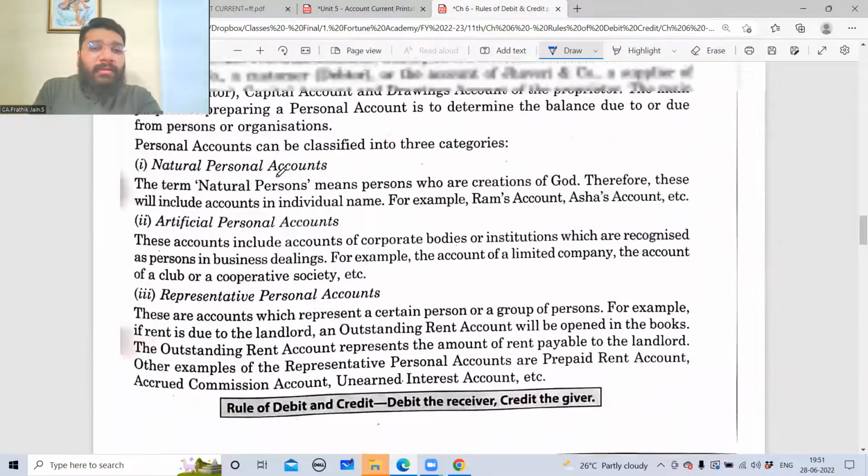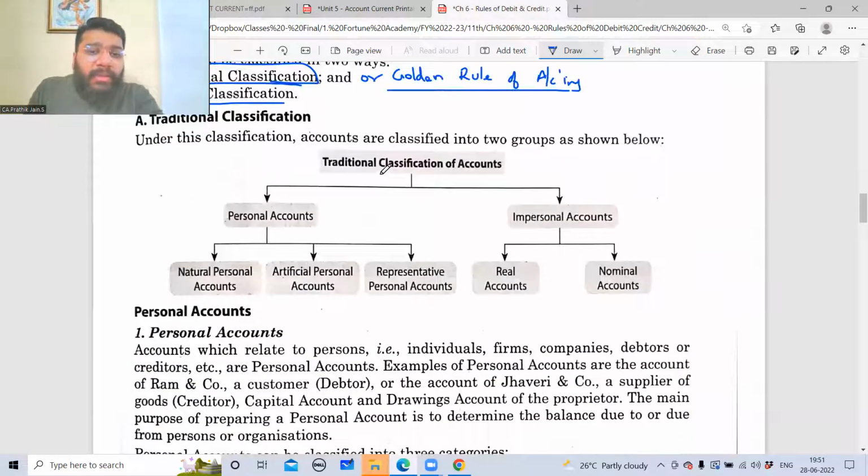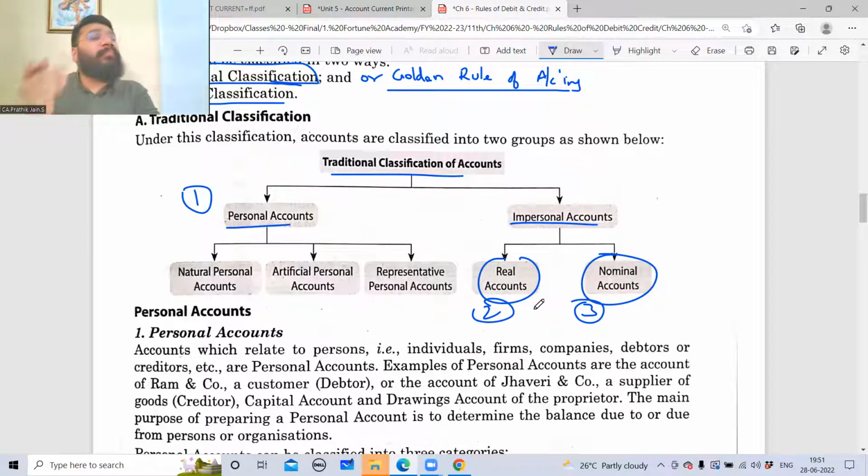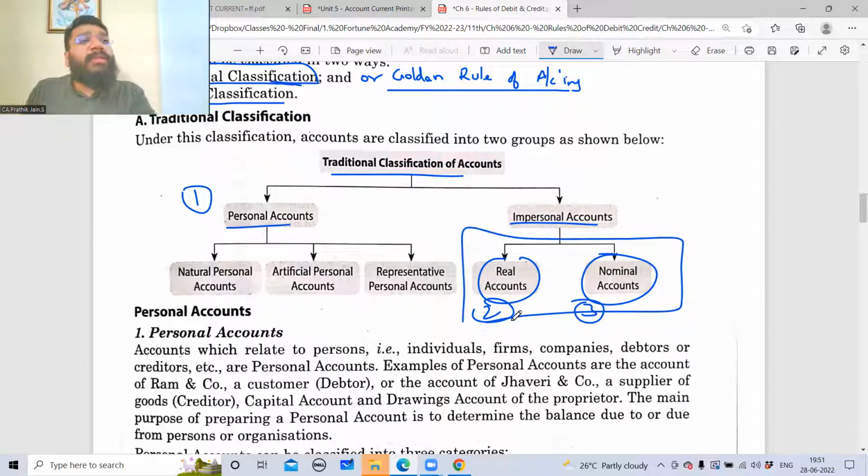If you look at the structure, guys, this golden rule is classified into two broad structures: personal, impersonal. Under impersonal, you have real and nominal. Now, why I didn't put impersonal is because the golden rule is for personal account, real account, and nominal account. So when they ask you a practical question, they will tell you to classify what will be the golden rule as per the nominal rule, as per the real rule, as per the personal rule. So I did not put impersonal here, but impersonal is just a category. That is, real account and nominal account come under the impersonal account category.